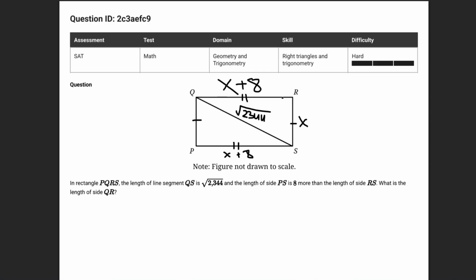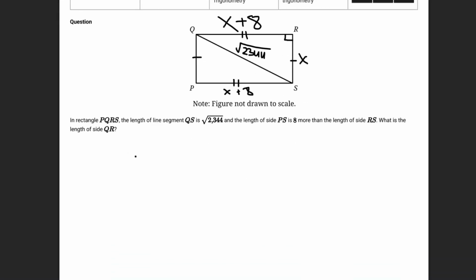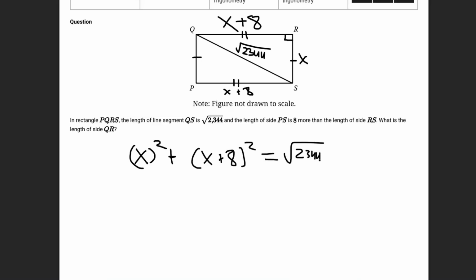So now what we have here is a right triangle with 3 sides, and we can use the Pythagorean theorem, a squared plus b squared equals c squared, to find x, and then once we have x, plug that back into x plus 8, and we get our answer for QR. So first let's set up the equation, the two legs here. So we can do x squared plus x plus 8 squared equals square root 2344 squared. And then when you square a square root, the square root just cancels out.